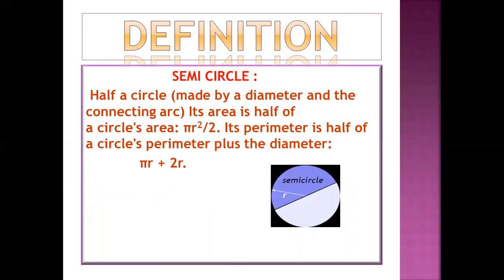The next definition is semicircle. As you know from the name, semi means half. Semicircle means we are discussing the half circle. Half a circle made by a diameter and the connecting arc. Its area is half of the circle's area. You know what is the area of the circle? Pi r square. Then the area of the semicircle will be pi r square by 2. And the perimeter or the circumference of the circle is 2 pi r, and the circumference of the semicircle will be pi r only.